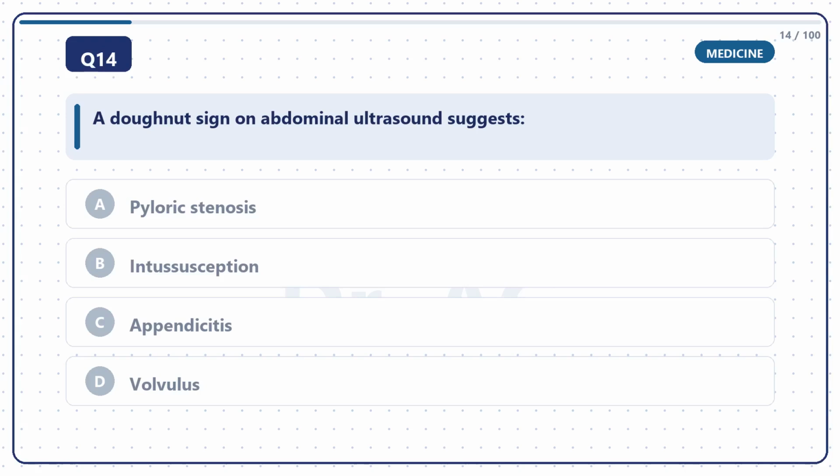Achalasia. Question 14. A donut sign on abdominal ultrasound suggests option A, pyloric stenosis. Option B, intussusception. Option C, appendicitis. Option D, volvulus.